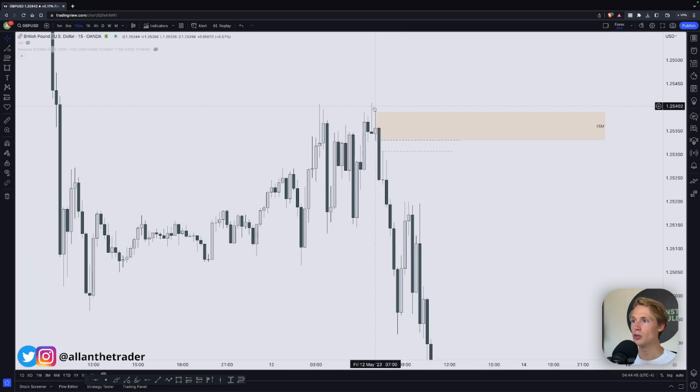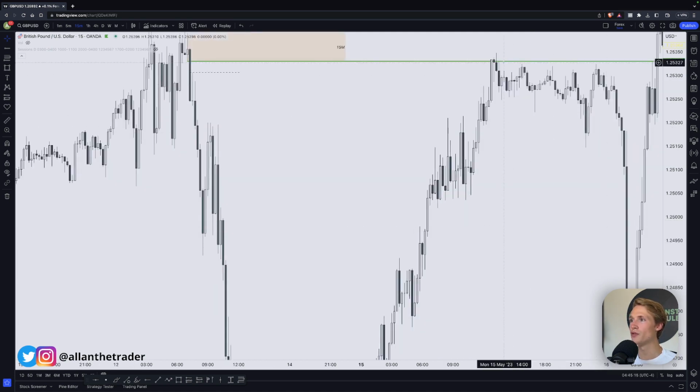So this is the supply zone on the 50 minutes. This is the fair value gap. And again, you can choose to either place your entry on the fair value gap, which is more aggressive, or you can place it on the supply zone. So let's do this in this example. Let's be more defensive. So we place the entry on the supply zone and let's see what would have happened.